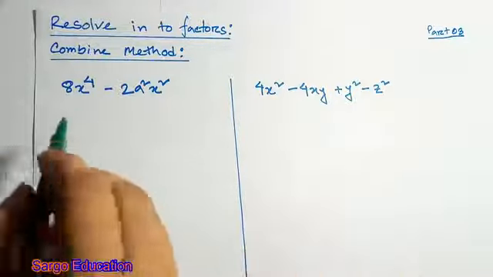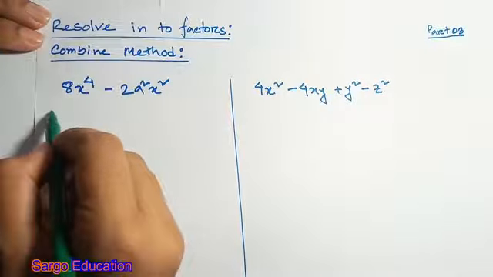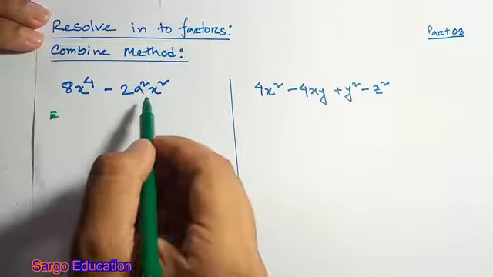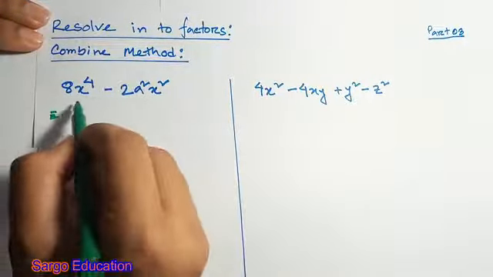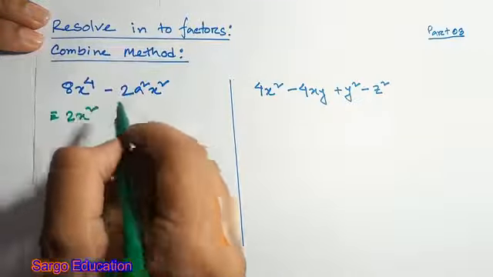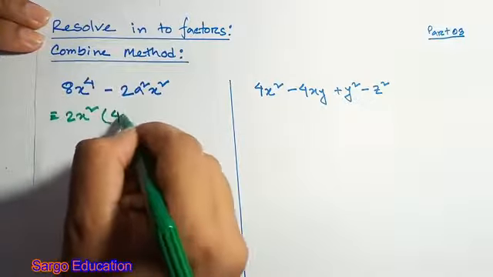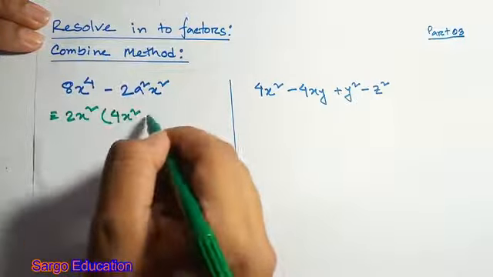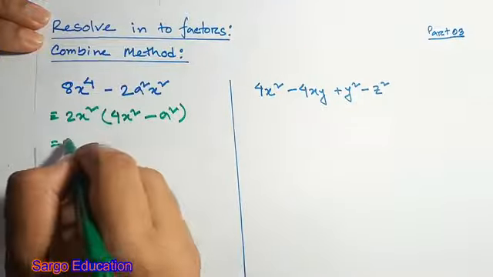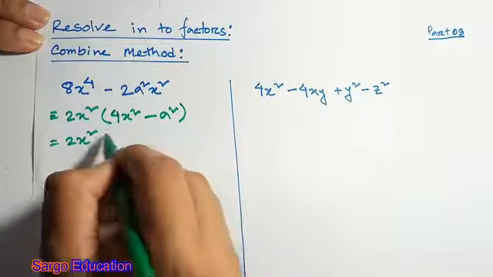Now try to solve the first one. In this math, first we cannot use a formula here. We can take a common factor of both terms, that is 2x square. Then it remains 4x square here and minus a square here. After that, we use a formula in this term.